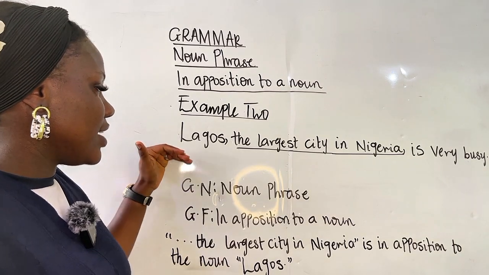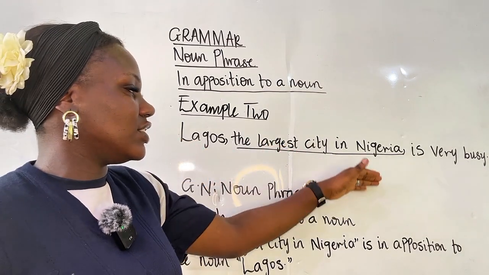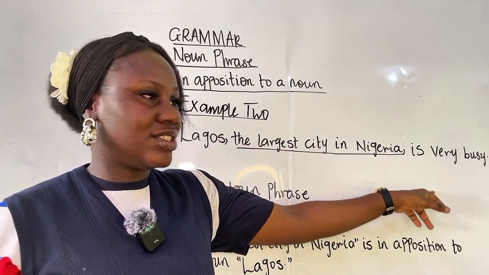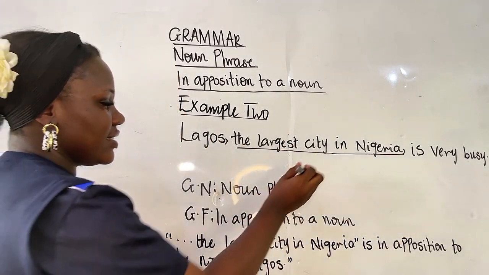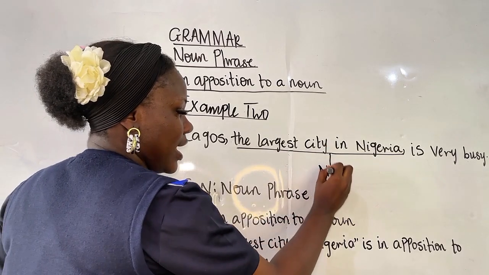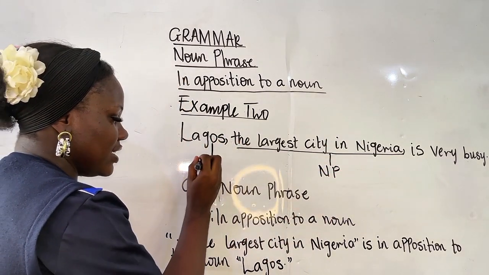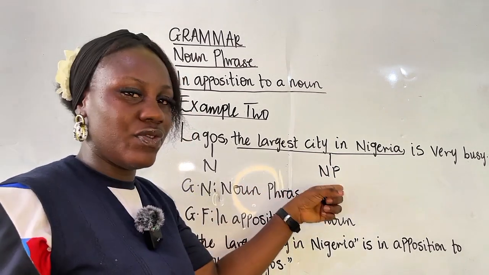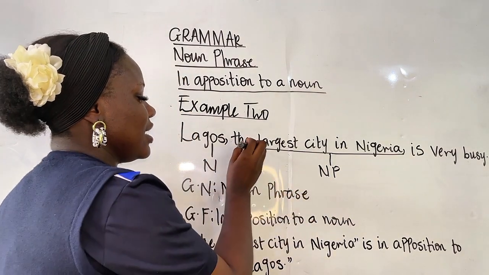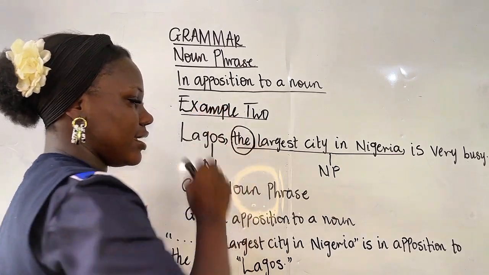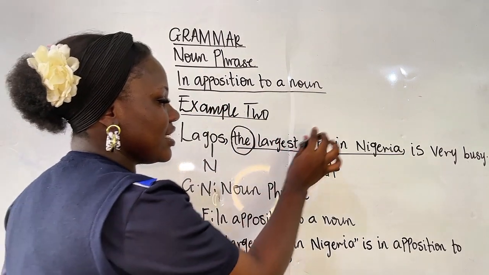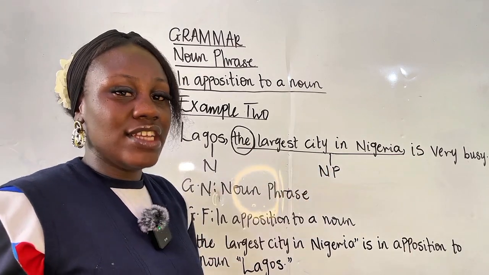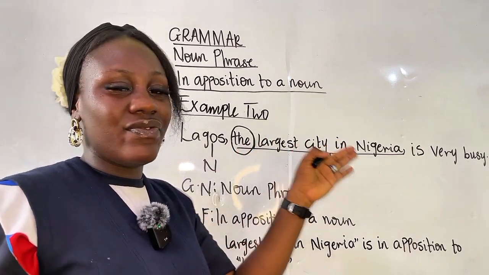It says, Lagos, the largest city in Nigeria, is very busy. Lagos, the largest city in Nigeria, is very busy. This is the noun phrase, NP. This Lagos is the noun. Why is this underlined expression a noun phrase? It is a noun phrase because it has the determiner the. So, the largest city in Nigeria. If we should remove the largest city in Nigeria, it is going to be Lagos is very busy.